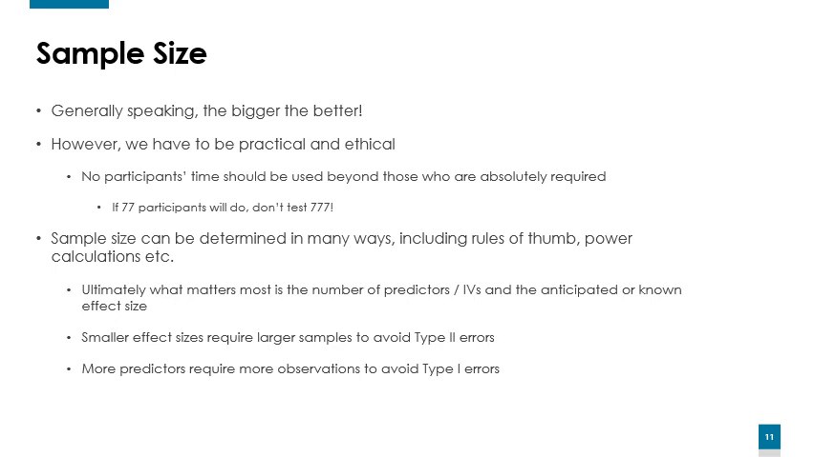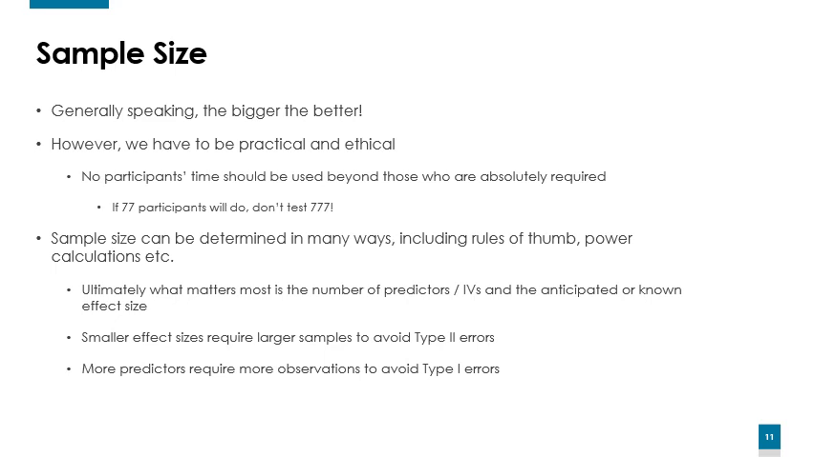And ultimately, what should really determine how large your sample is, is a consideration of how many predictors or independent variables you have, how many levels each of these have, and the anticipated or the known effect size that should be yielded within your study. And again, this can be based empirically on previous studies or from a theoretical standpoint.